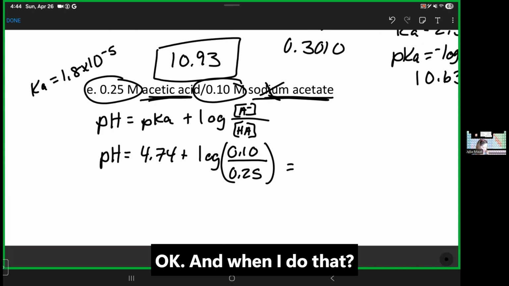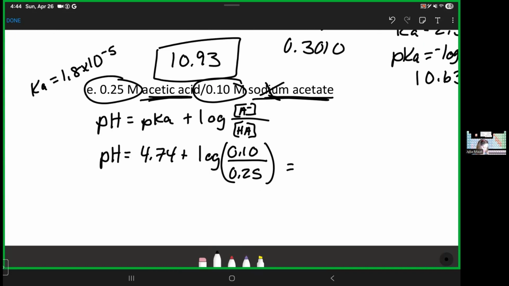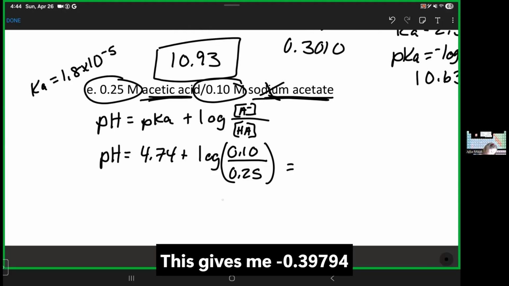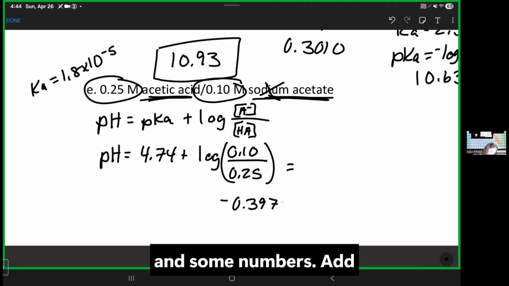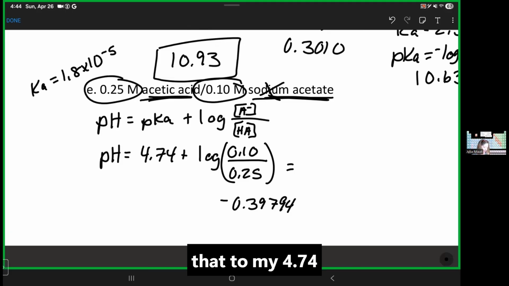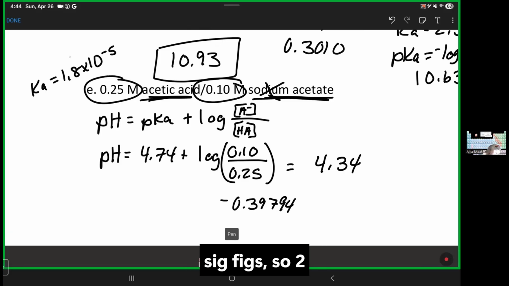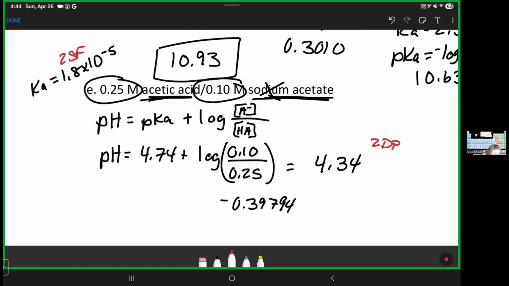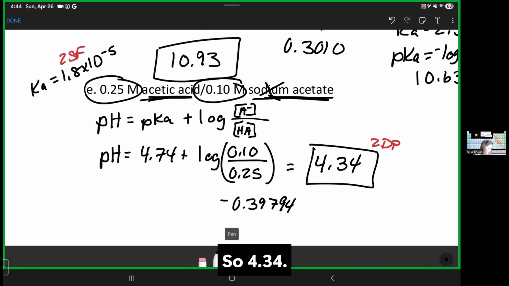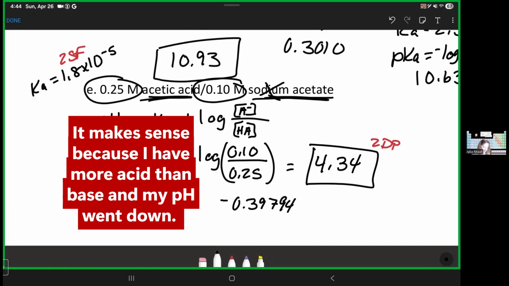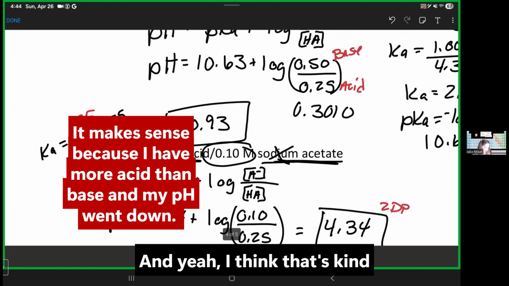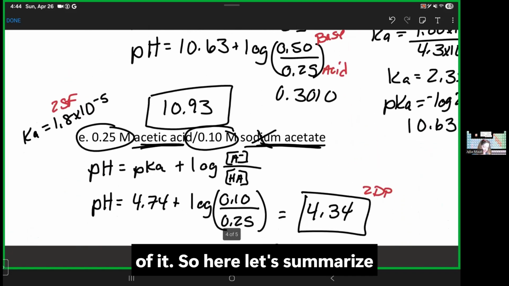Okay, and when I do that, this gives me negative 0.39794 and some numbers. Add that to my 4.74, and I get 4.34. We had the 2 sig figs, so 2 decimal places. So 4.34. And yeah, I think that's kind of it.